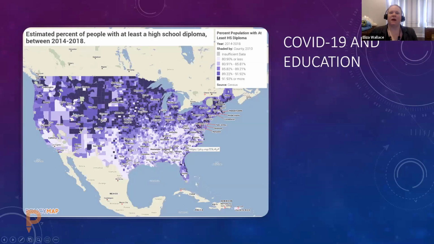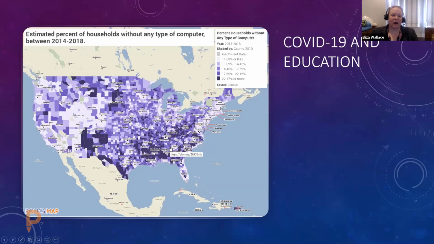And here you can see a map of households without access to any kind of computer. And so since libraries are closed, that really limits people's options for online education. And I also want to say here that this data defines a computer really loosely. So this includes smartphones. So this is without any kind of computer or any kind of computing device. So no tablets. These are folks who don't have a smartphone where they can access the internet.